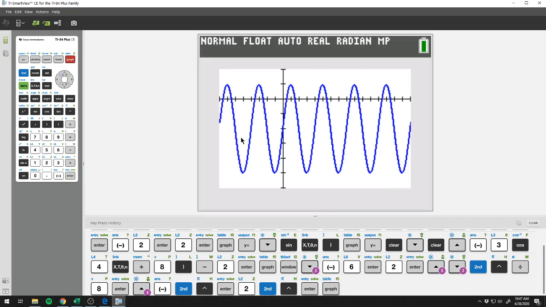But that should give you a nice picture, and once again, I just want to be able to explain what's going on here. So you can see 1, 2, 3, 4, 5, 6. We have 6 periods going on. I'm just looking at the number of peaks, but you can look at the number of valleys, the number of bottoms that occur.